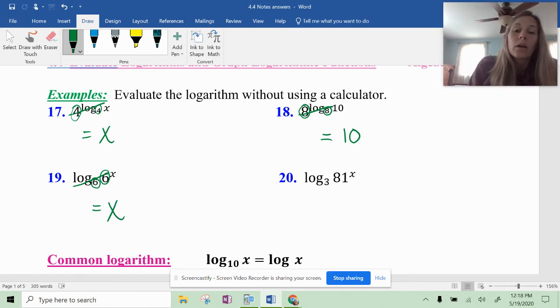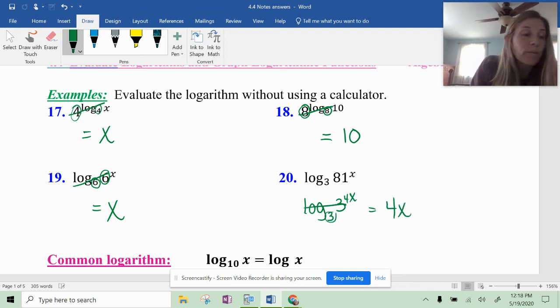x. Now on this one, notice you can't just cancel this out because they're two different numbers, but could you rewrite this 81 as 3 to a power? It's actually 3 to the 4th power. So now the log base 3 and the 3 will all cancel, and you'll just be left with 4x as your answer.